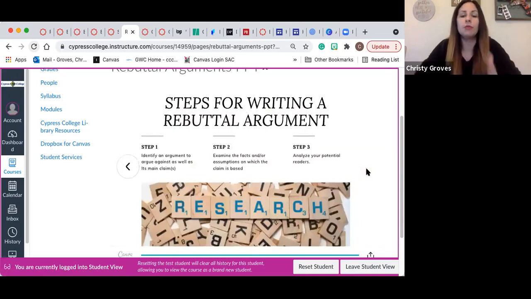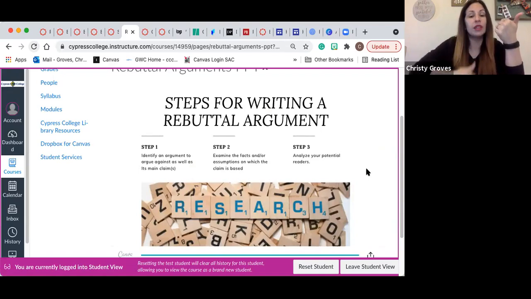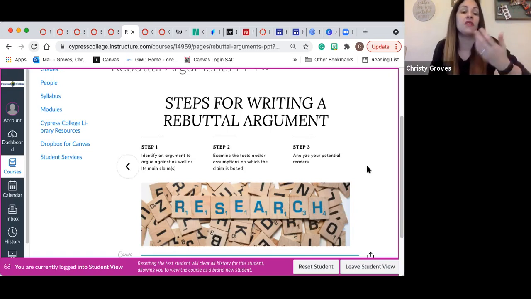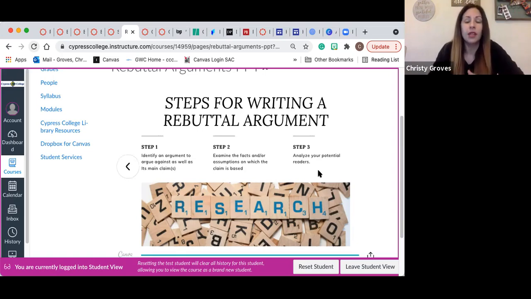So your main steps for writing a rebuttal argument are to identify an argument to argue against, obviously, right? So that would be choosing whether you're picking out their reasons or whether you're addressing their overall claim, okay? Then examine the facts and or assumptions on which the claim is based, okay? And then analyze your potential readers. Obviously, your audience needs to be considered when you are determining how convincing you can be, okay? So that is rebuttal arguments.